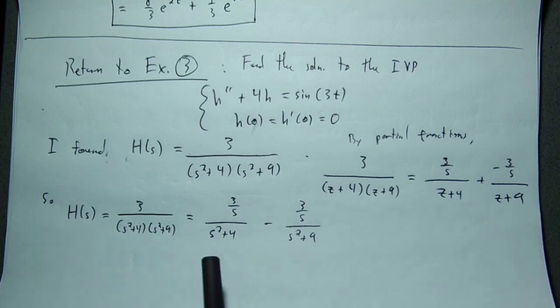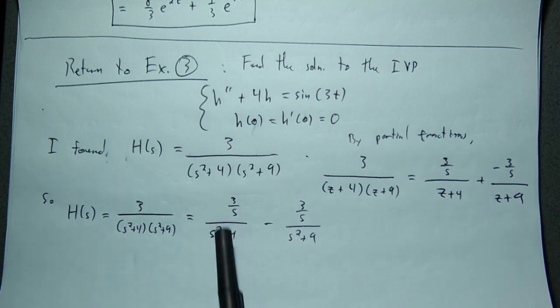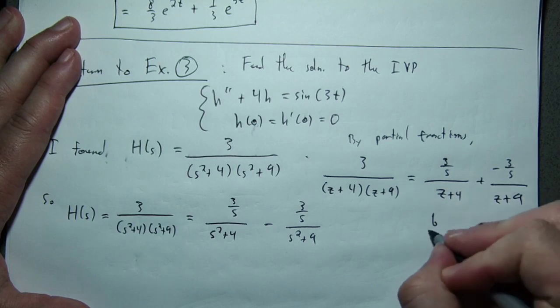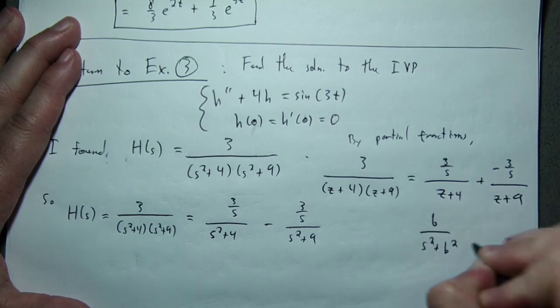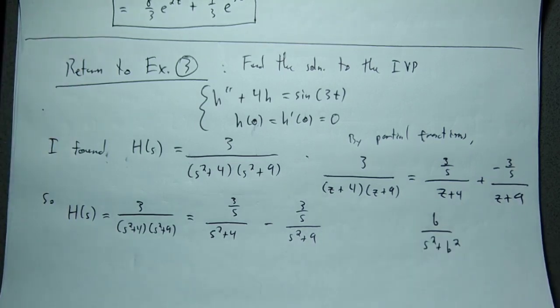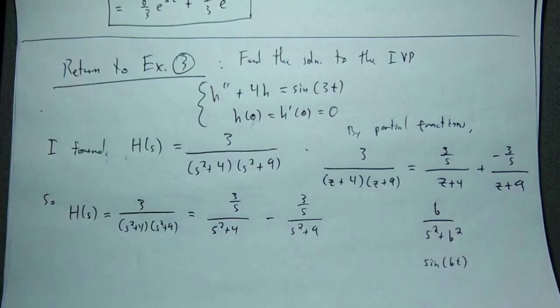Okay, and when I see expressions like this, what types of entries in the table am I thinking of? I don't have an s in the numerator. Having an s in the numerator would change what I'm about to say here. Right now, I just have constants. So what do I want these things to look like? When I see a term like this, what I'm actually thinking is b over s squared plus b squared. If I had an s in the numerator, then I would be thinking of s over s squared plus b squared. And when I'm thinking of b over s squared plus b squared, I'm thinking of sine of bt.